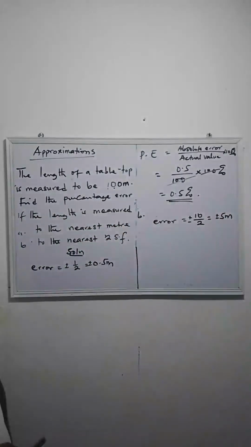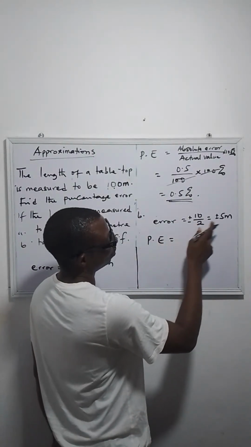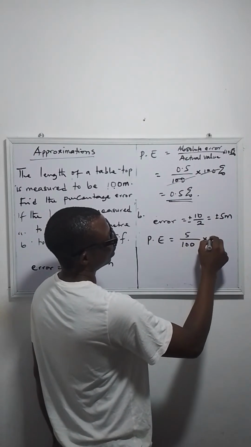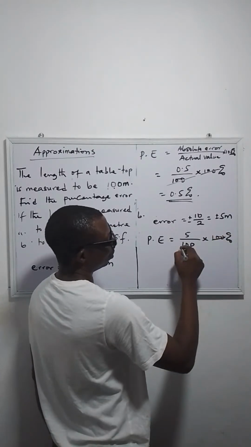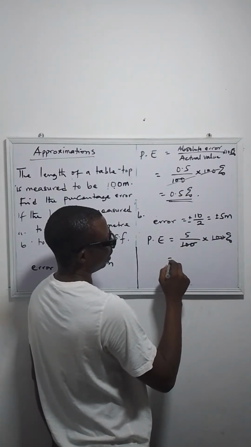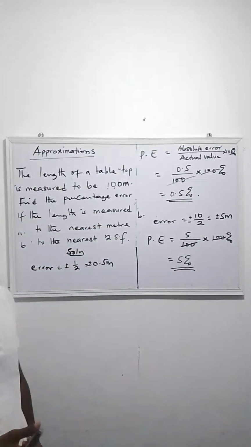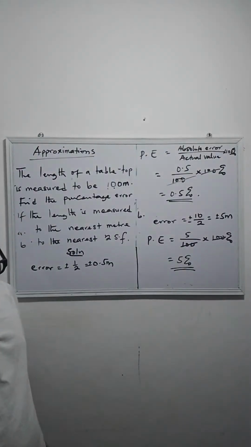So that is the error. So we can get the percentage error to the nearest 2 SF. Percentage error will now be absolute error, that is 5, over actual value, that is 100, times 100%. So this cancels this. So the percentage error is 5%. So this will be the answer to the problem. You can see it's pretty simple. All right, good. So now let's look at another interesting question.